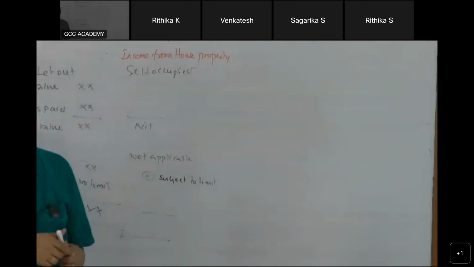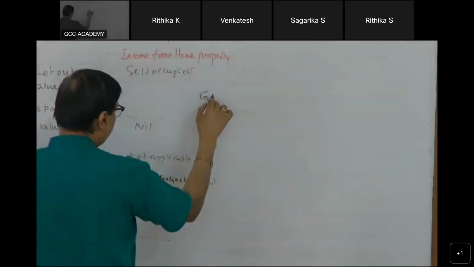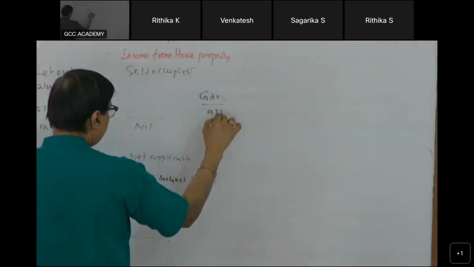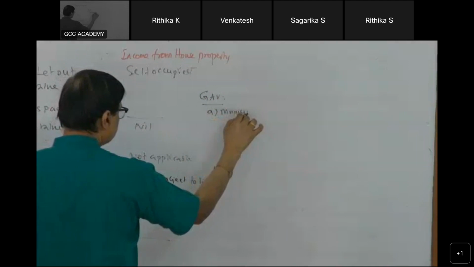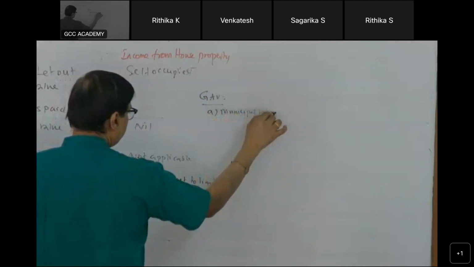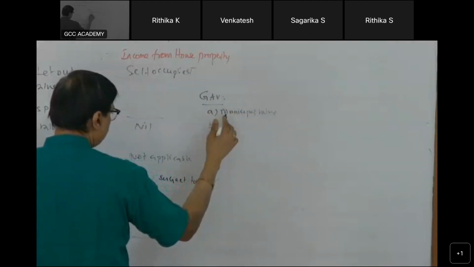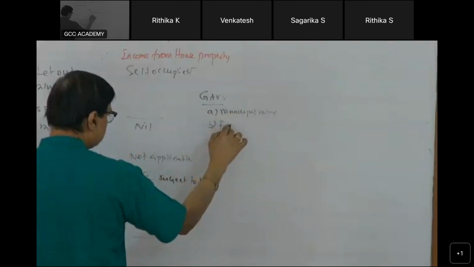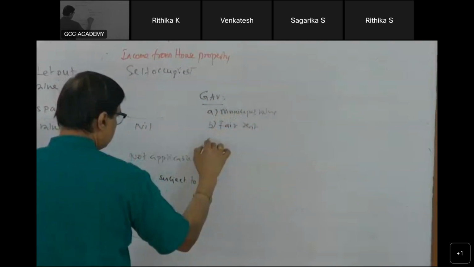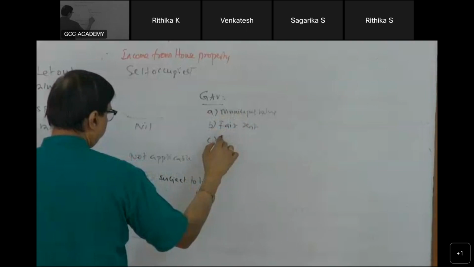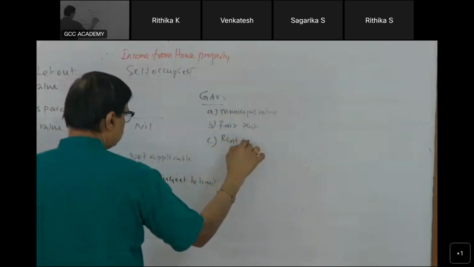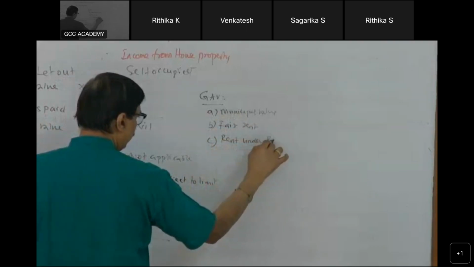Now we have to understand how to calculate GAV. Very, very important. Make a note. A, municipal value. B, fair rent. C, rent under Rent Control Act. Very, very important.